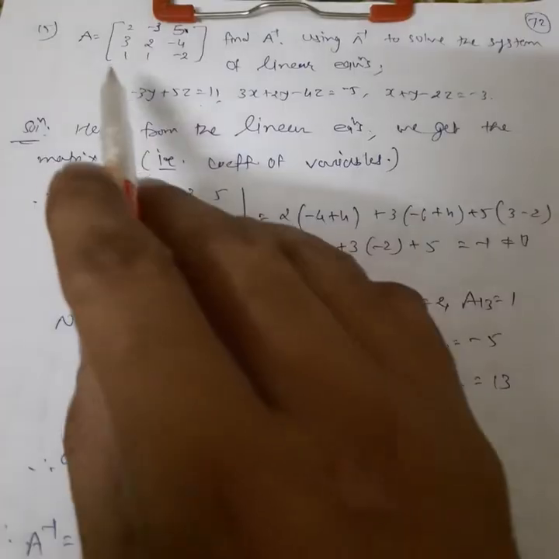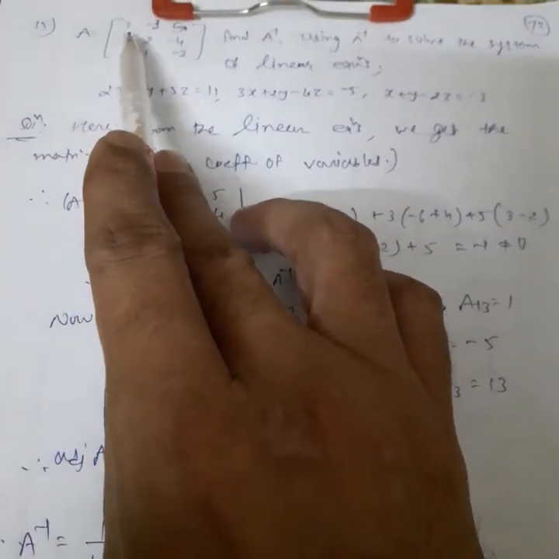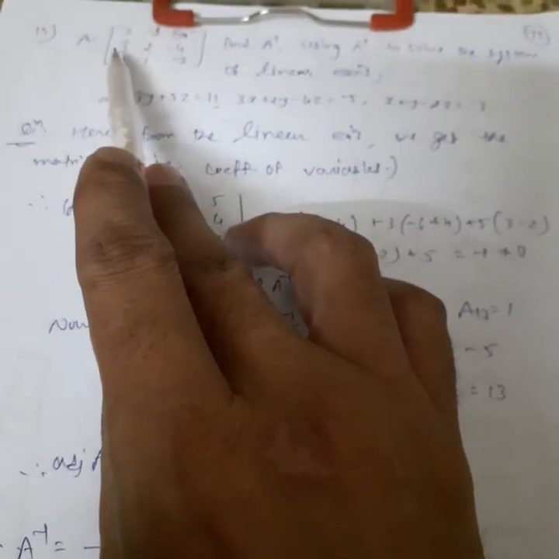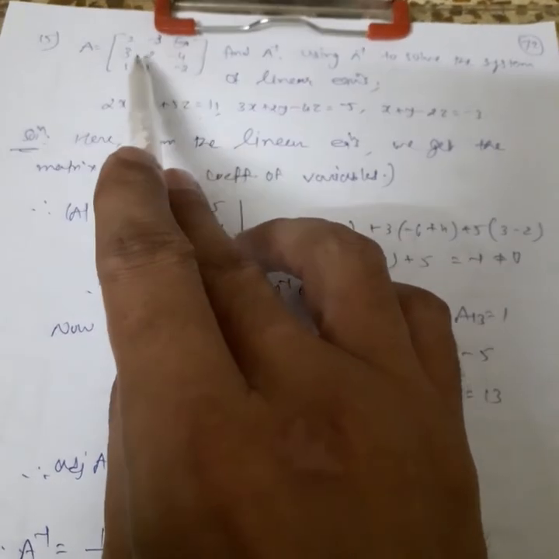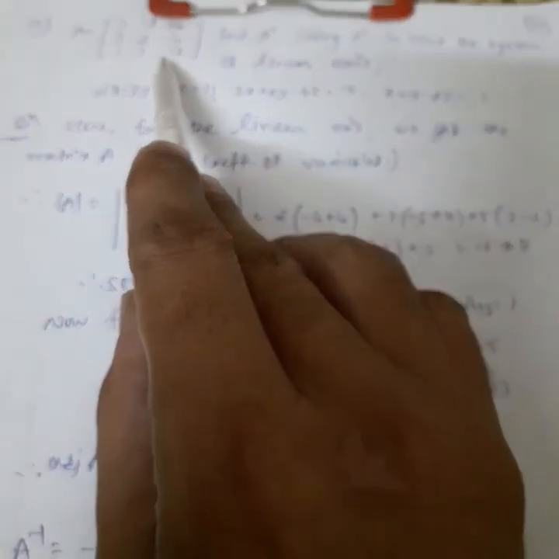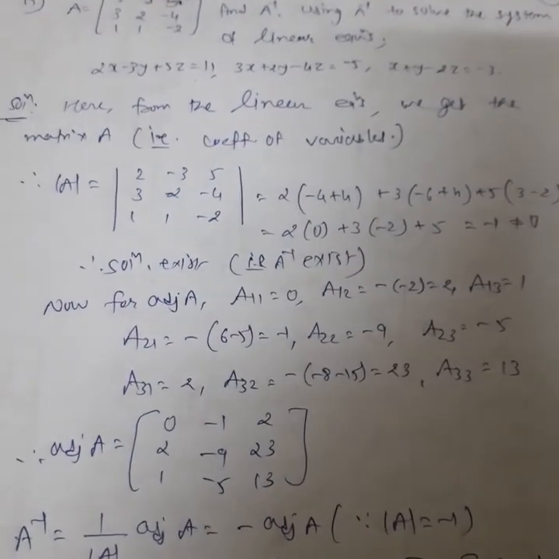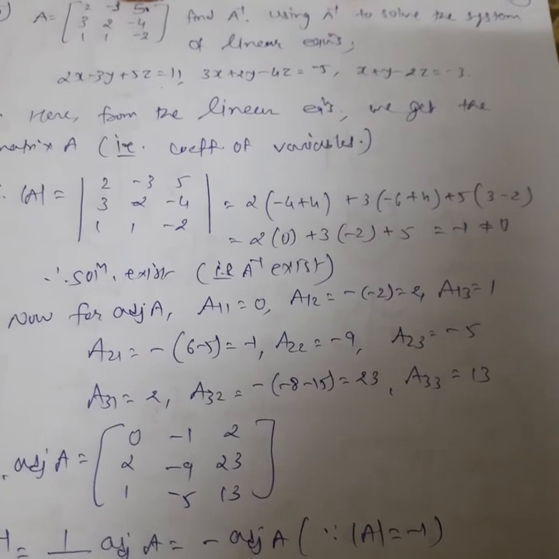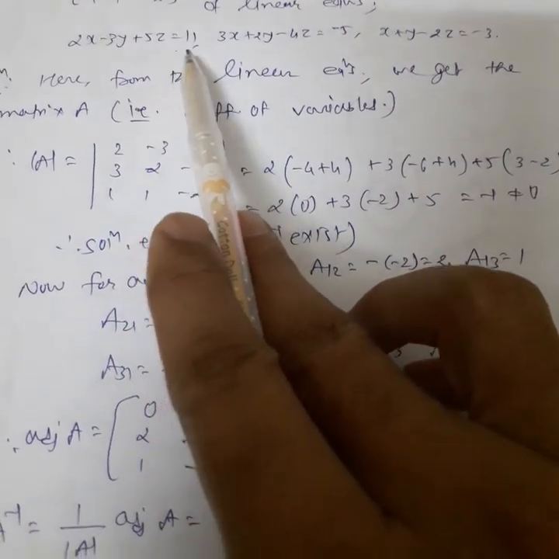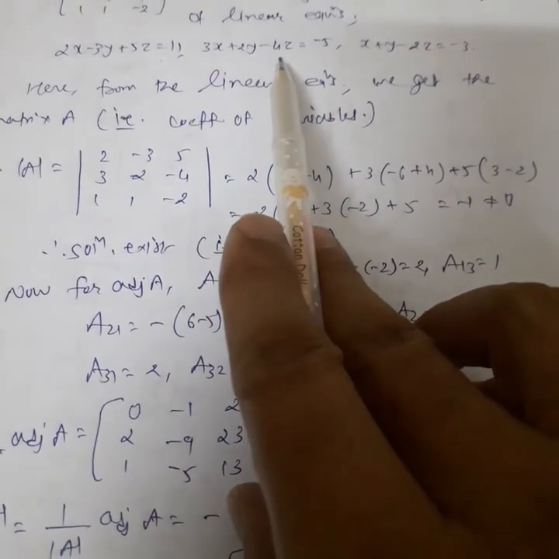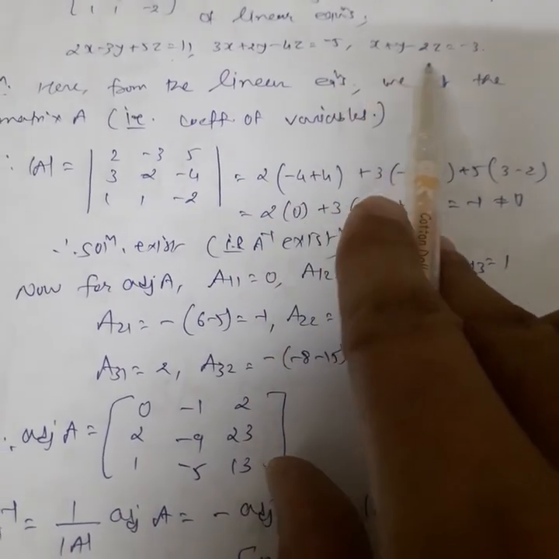Let us discuss matrix question number 15, that is matrix A equal to [2, minus 3, 5; 3, 2, minus 4; 1, 1, minus 2]. Find the inverse of this matrix, and using this inverse solve the system of linear equations, that is 2x minus 3y plus 5z is 11, 3x plus 2y minus 4z is minus 5, and x plus y minus 2z is minus 3.